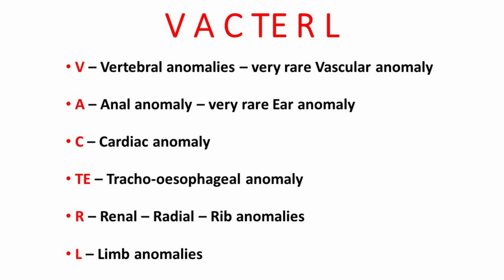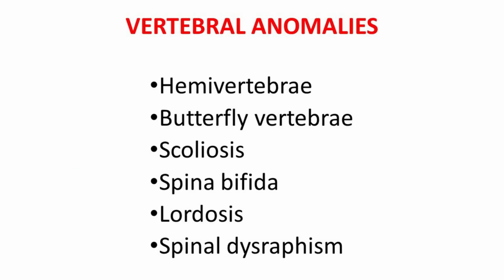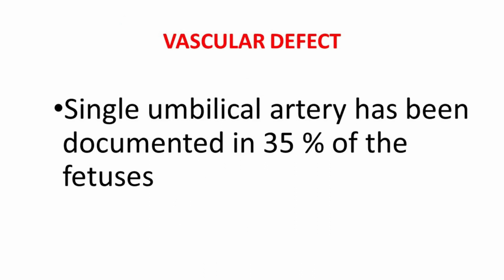The acronym R indicates many anomalies. It is for either renal or radial or rib anomalies. And L, last L is for limb anomalies. Now we'll go to the expansion. Vertebral anomalies, so more commonly is hemivertebrae or butterfly vertebrae, and you may have scoliotic deformity. Spina bifida also can be, and in our case also it was there, and lordosis might be there. Very rare to have spinal dysraphism.